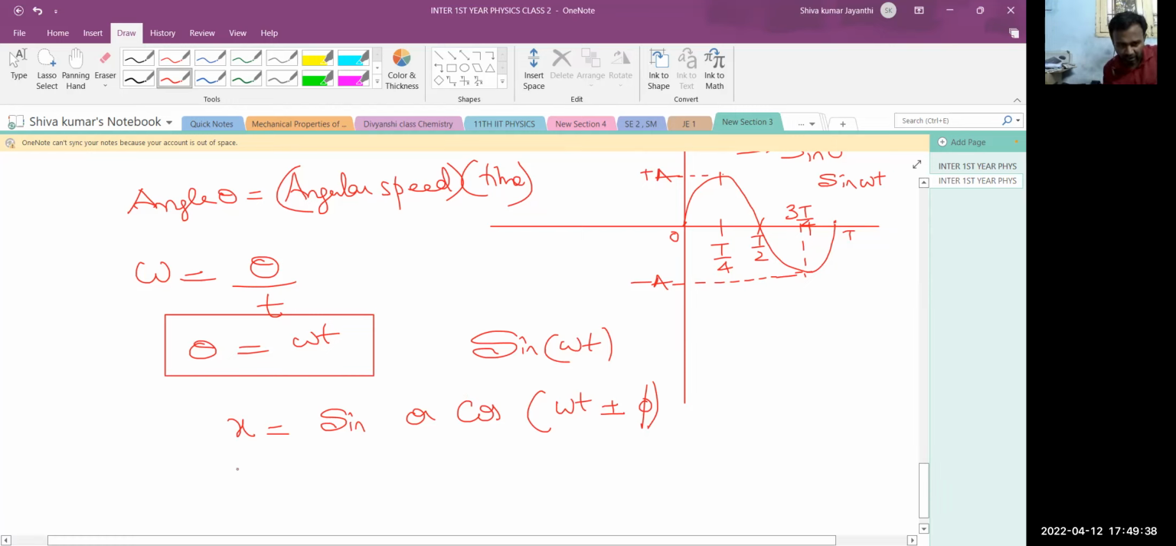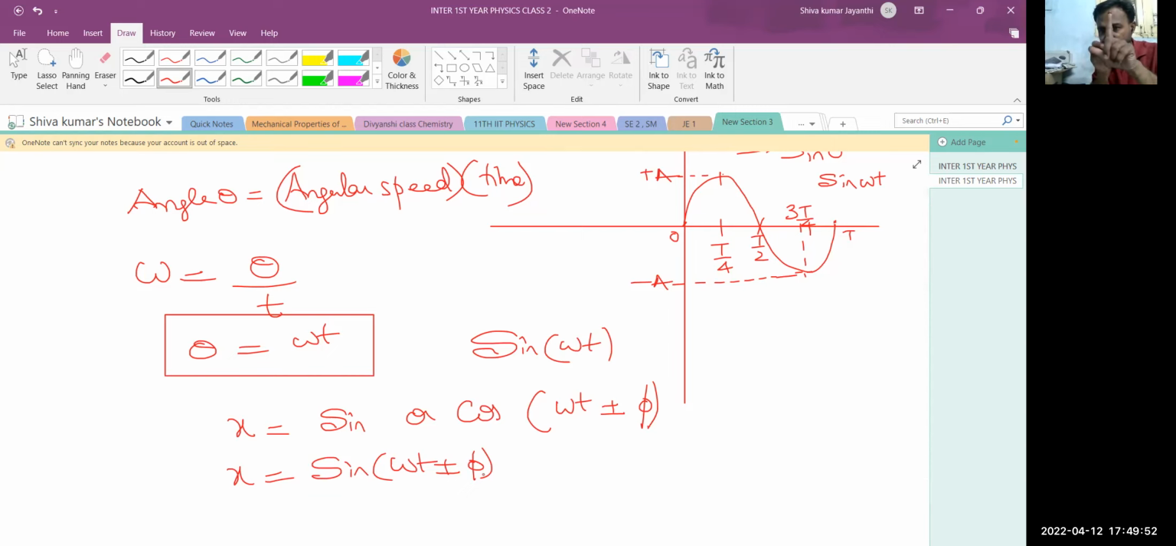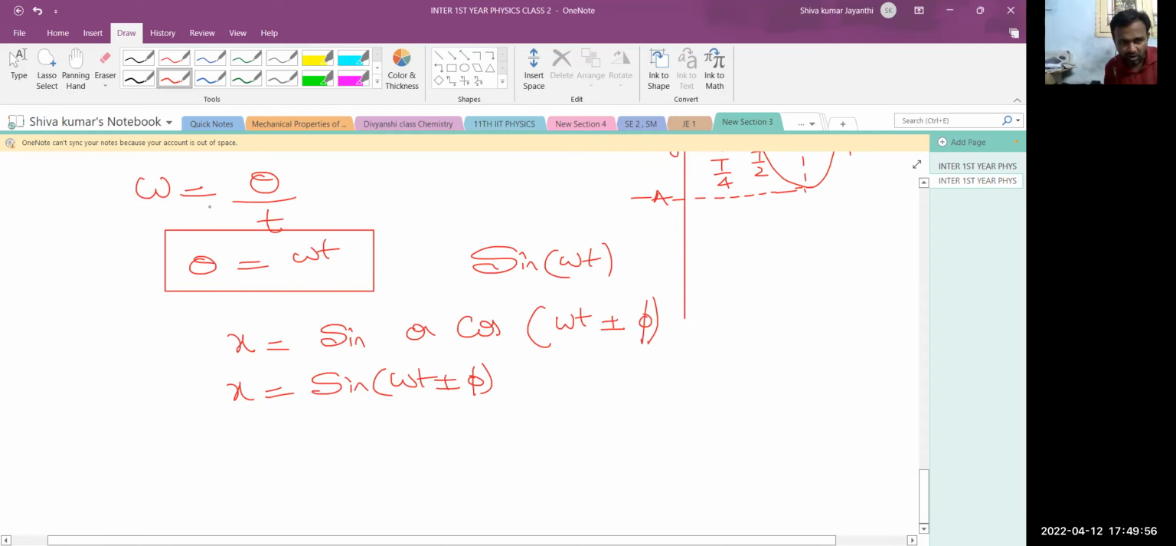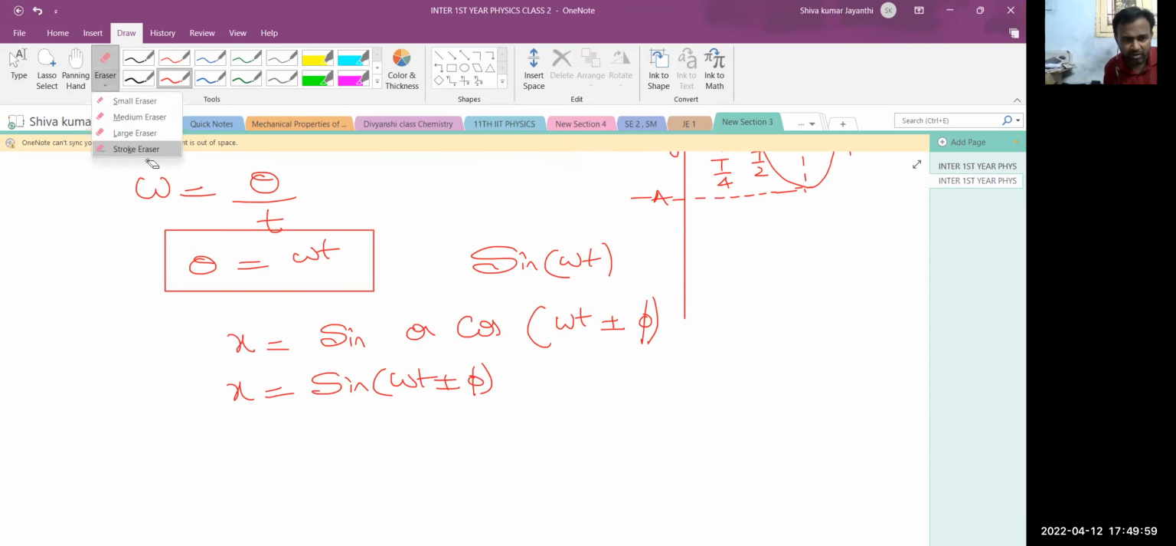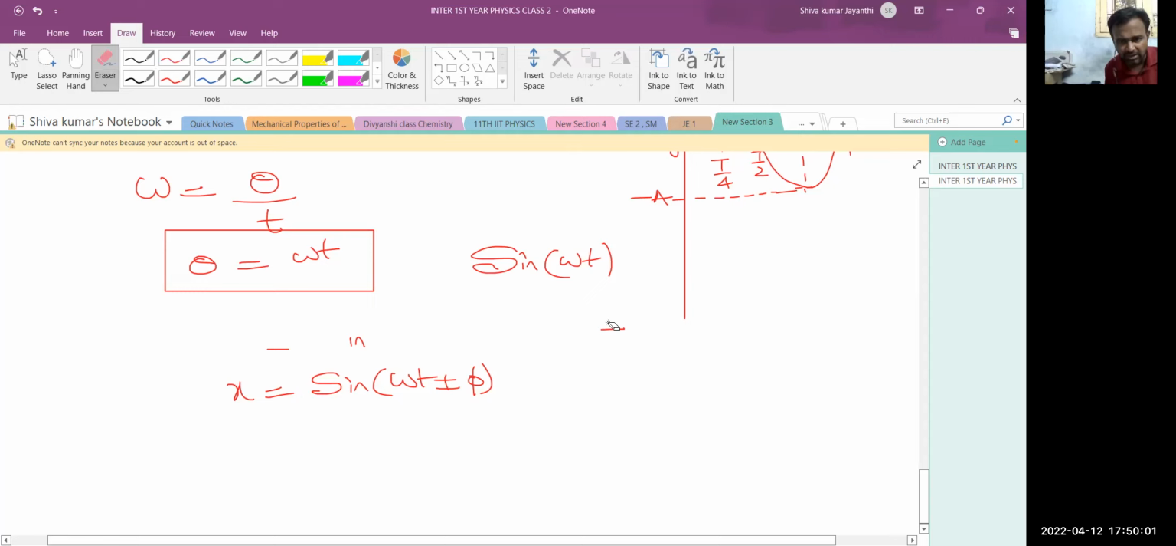So I would have to write it as x equal to sine omega t plus or minus phi. It could be plus or minus. See, if it was starting from 11, then I have to add 1 hour. If it's starting from 1 p.m., I have to subtract 1 hour. That's why plus or minus. Understood that? So I would like to write the complete sentence, the complete phase. Either this or this cosine.